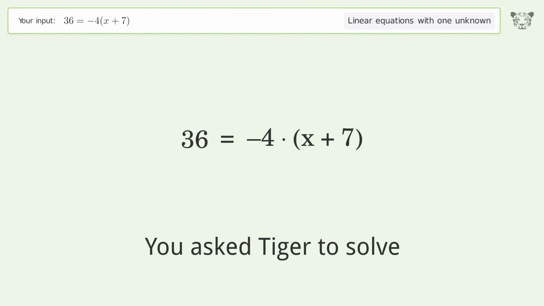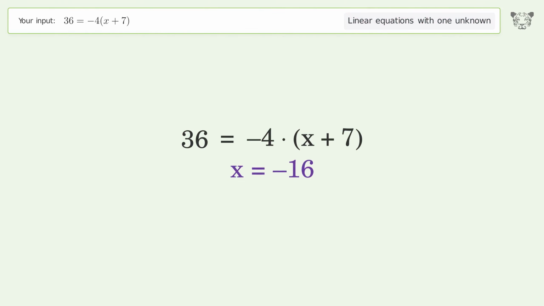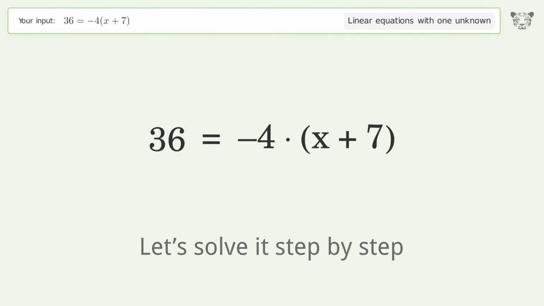You ask Tiger to solve. This deals with linear equations with one unknown. The final result is x equals -16. Let's solve it step by step.